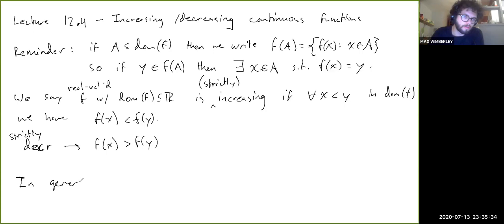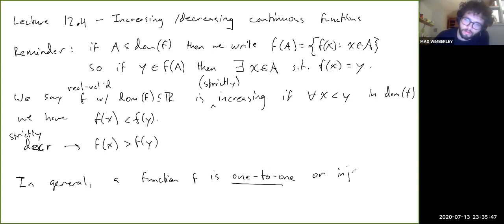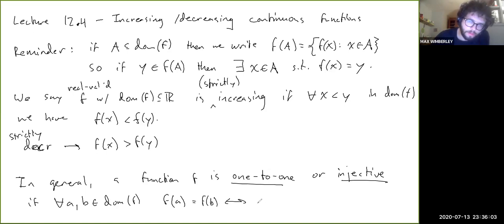In general, a function f is one-to-one, or as I prefer to say, injective, if for all a, b in the domain of f, f of a equals f of b if and only if a equals b. So in a few words, a one-to-one function is not allowed to map two different inputs to the same output value. There can be no collisions of output values between different inputs.